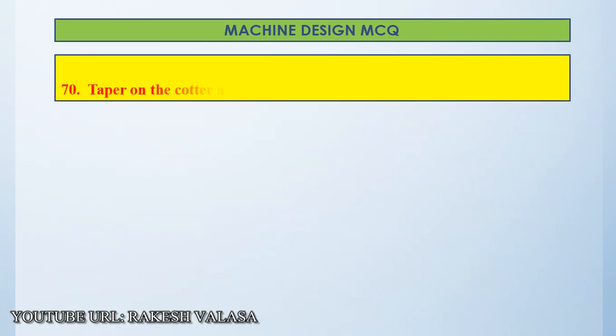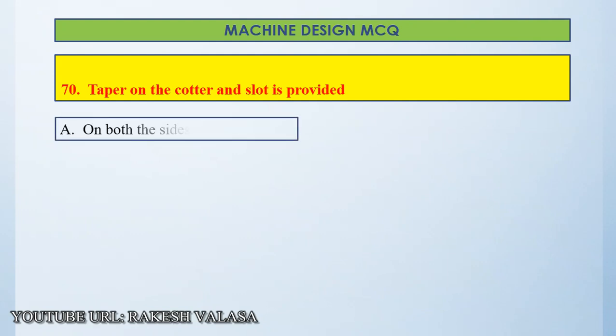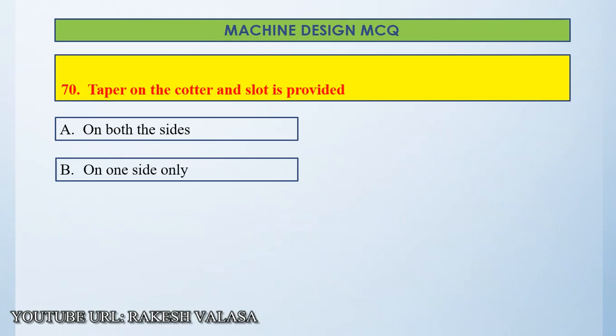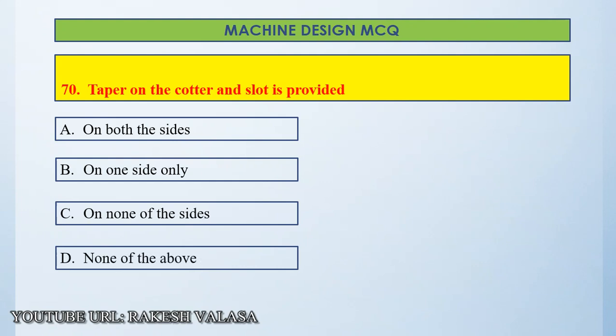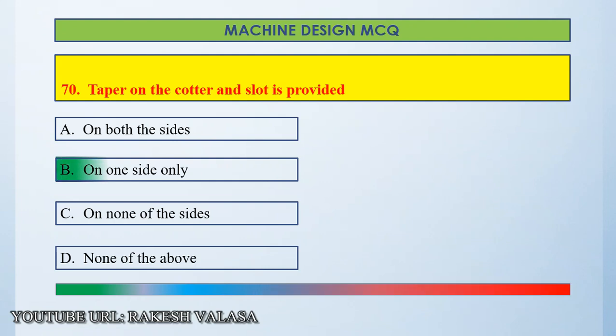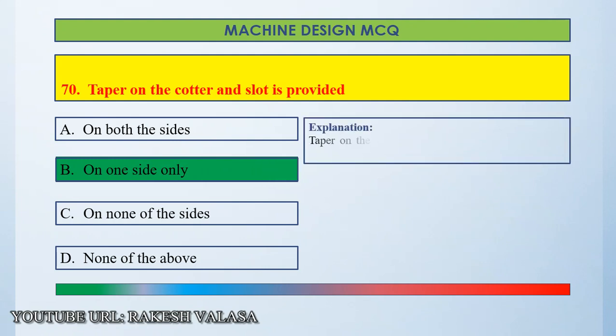Question number 70. Taper on the cotter and slot is provided. Option A, on both the sides. Option B, on one side only. Option C, on none of the sides. Option D, none of the above. The correct answer is option B, on one side only. Let us see the explanation. Taper on the cotter and slot is provided on one side only.